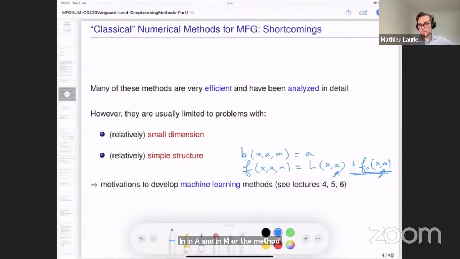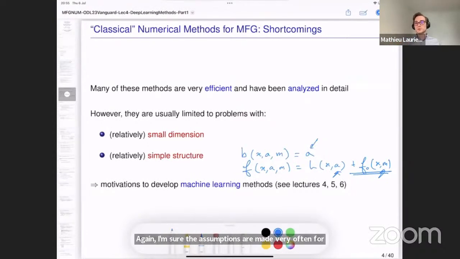I've shown the case of congestion, and it's quite common to assume that the drift is just the control. Again, I'm sure these assumptions are made very often for the sake of convenience, but still, in terms of structure, I think we need some quite restrictive assumptions for many methods.